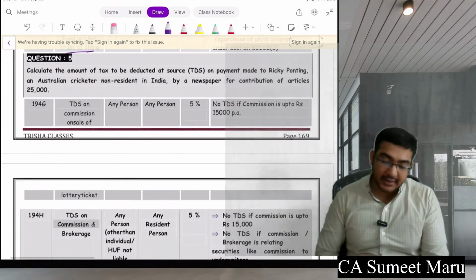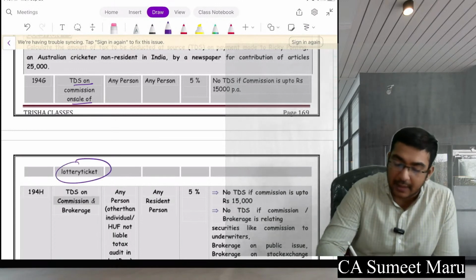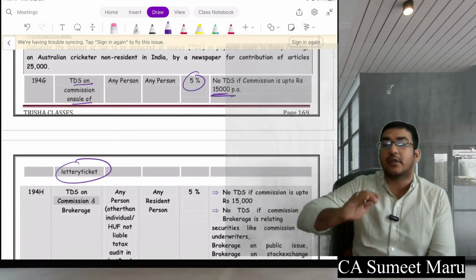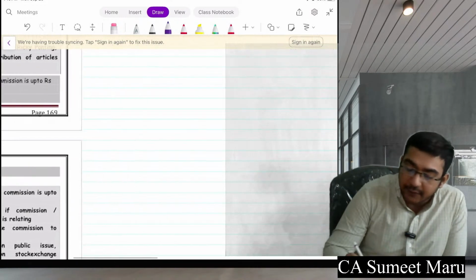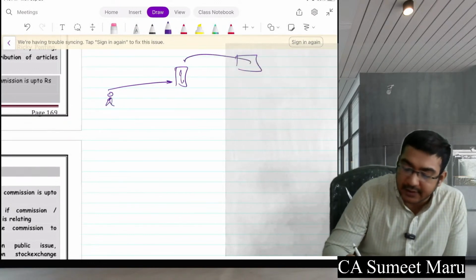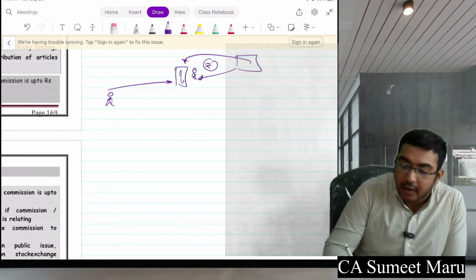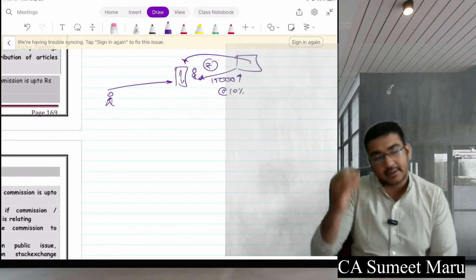Another important section is TDS on commission on lottery ticket sale. So that's 5% if commission is above 15,000 for the complete year. So lottery company gives, see now what happens if there is a lottery ticket. So we go and we buy it. Lottery company gives this ticket to this agent. So whatever commission this agent is getting, if it is above 15,000, TDS is applicable at 10%.